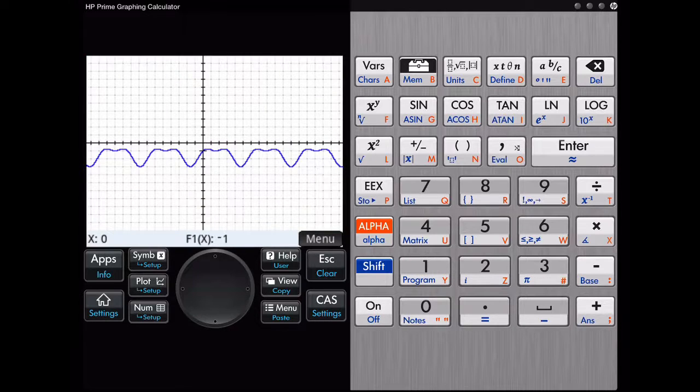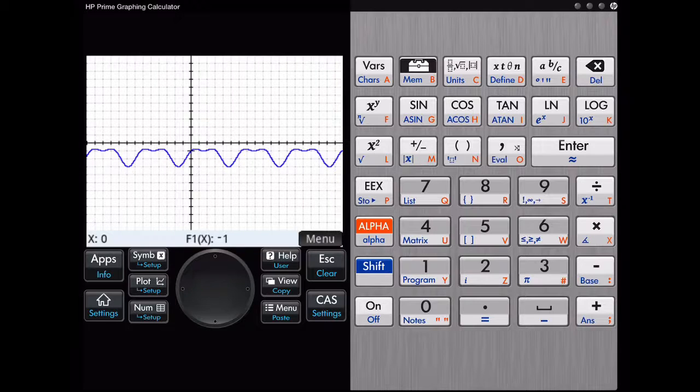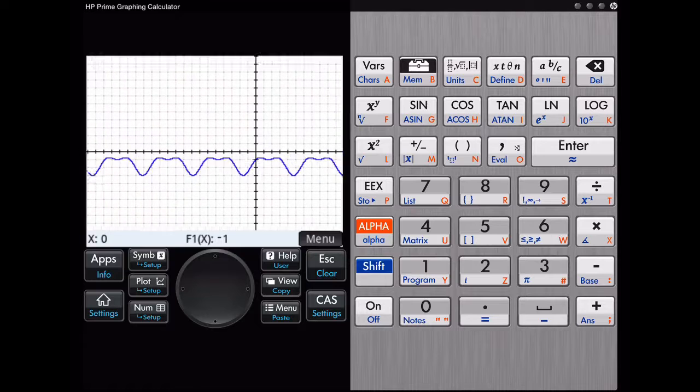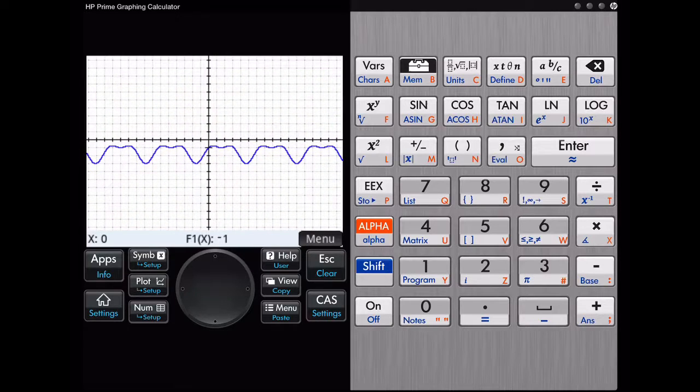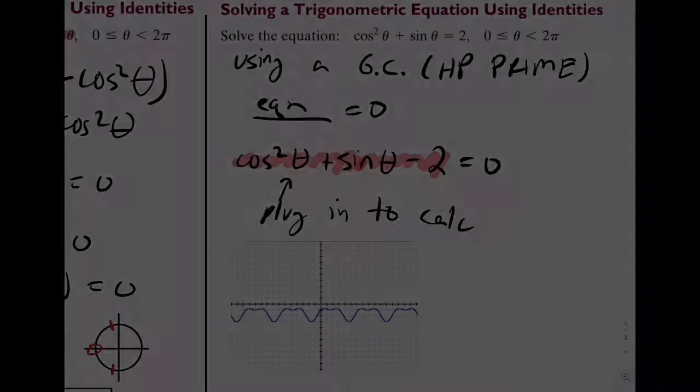And we're looking for where this graph hits 0, because the equation equaled 0. That's why we did that. Notice how no matter where you go, this equation does not hit 0, which is going to mean the answer is no solution.